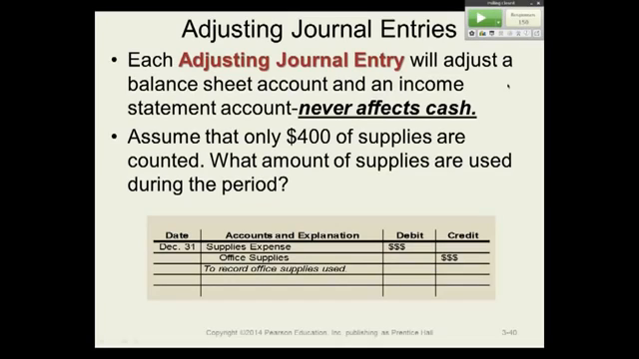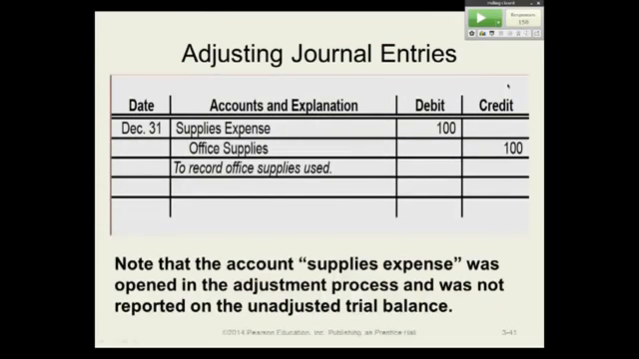So the asset used up is an expense. I'll get back to that if you need to see it again, but when we now look at the journal entry, we're going to debit office supplies or supplies expense and credit the office supplies. And one of the important things to note is that supplies expense was not an account in the trial balance.